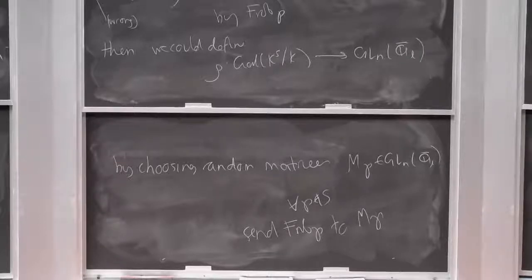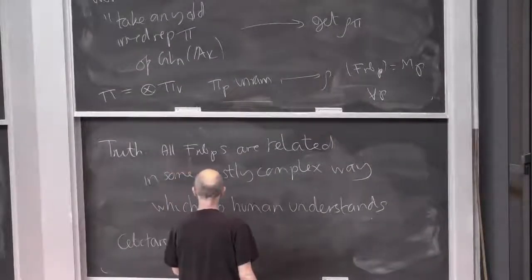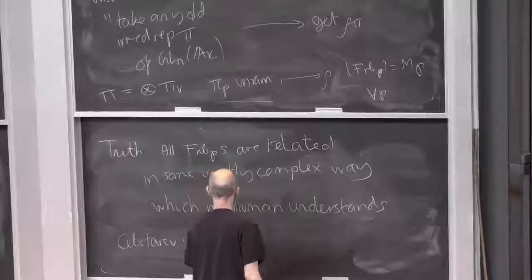So there are relations, right? So Chebotarev says that they somehow generate. Chebotarev says that the Frob_P are dense.